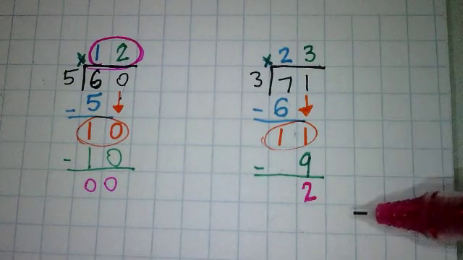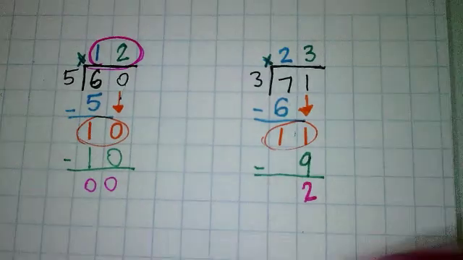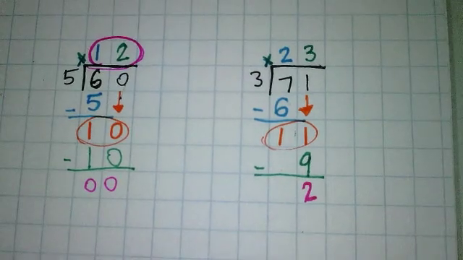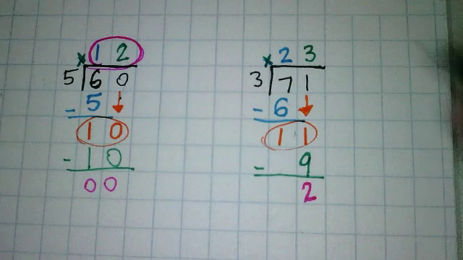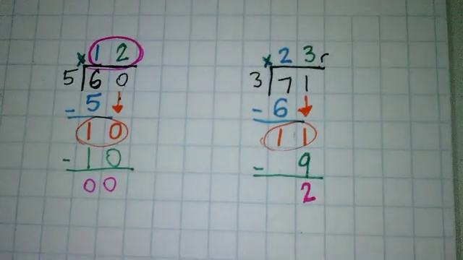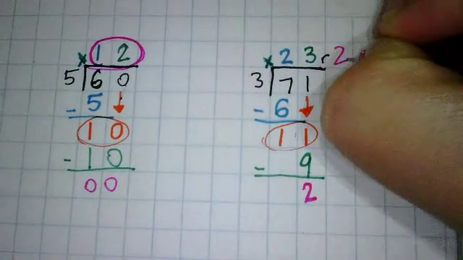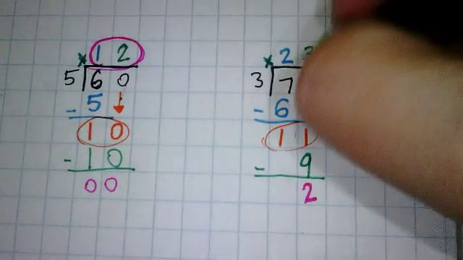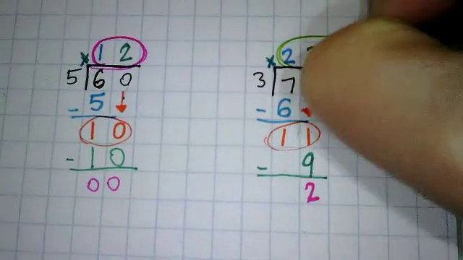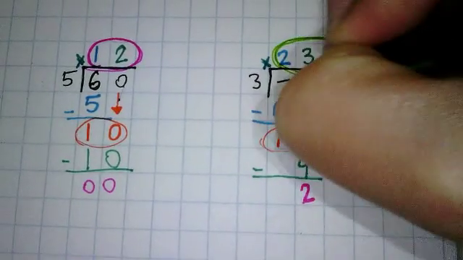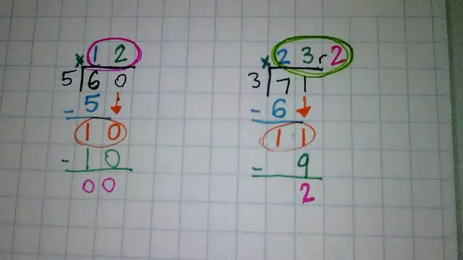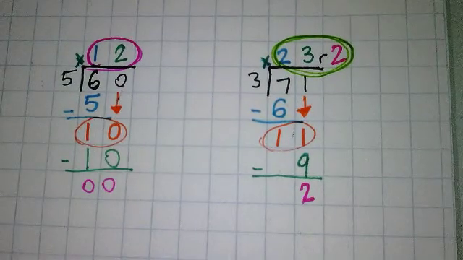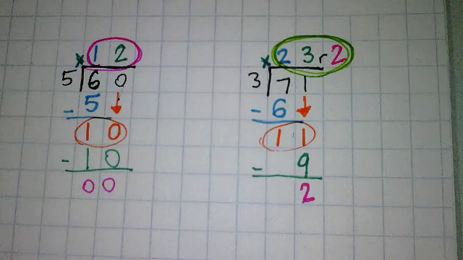Now, do I have anything else to bring down over here? No. So, what happens to this 2? It's a remainder. Next time, raise your hand. But yes, it is a remainder. So my answer here is 23 remainder 2. That means 3 fits into 71 23 times with 2 left over. Okay?